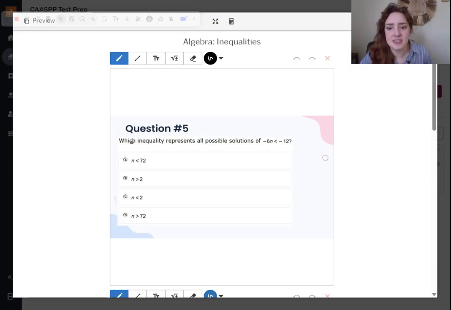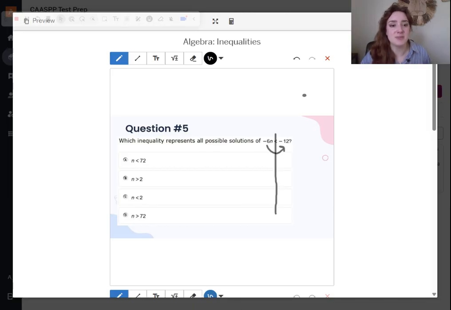Okay. So it says, which inequality represents all possible solutions of -6n less than -12. It looks like our goal here is going to be to solve for n. We want to get n by itself. And we're noticing there's this coefficient here, this -6. We do not want it here. We want to move it to the other side.